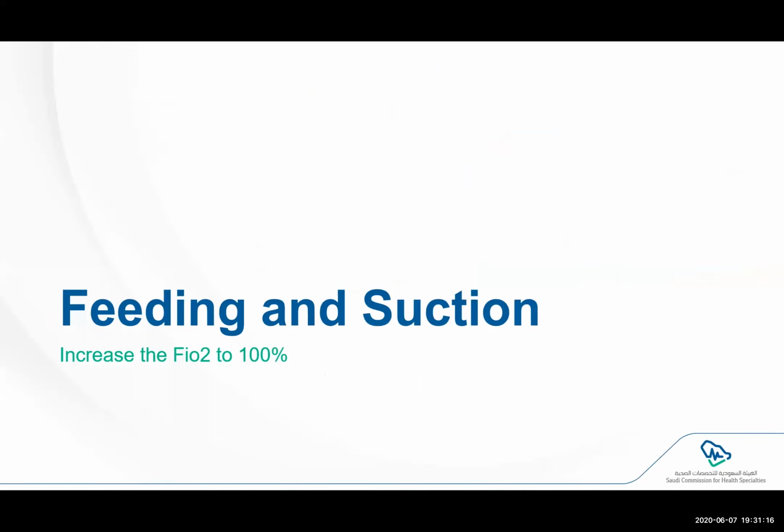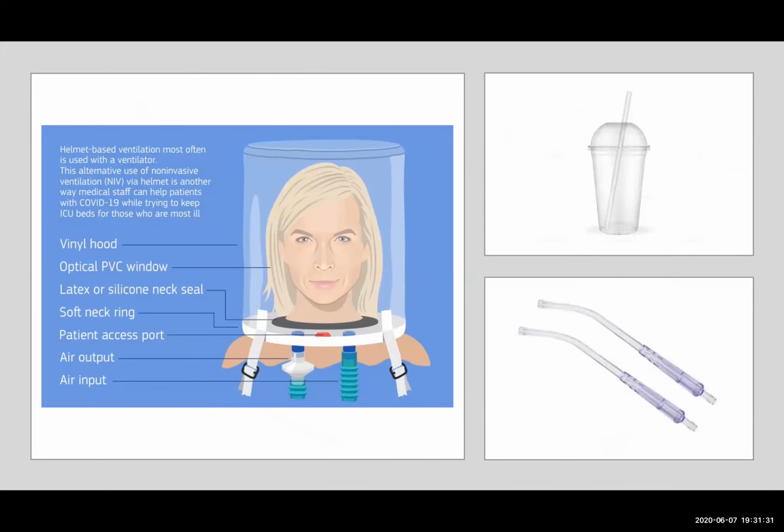In terms of feeding, anytime you're accessing the helmet through the access port I explained earlier, the red one, you need to increase the FiO2 to 100%, because when you open this stopper to provide any nursing care to the patient, you're going to deflate the whole helmet and you're going to lose your PEEP. So remember that you need to increase your FiO2 to 100% every time you access the helmet.